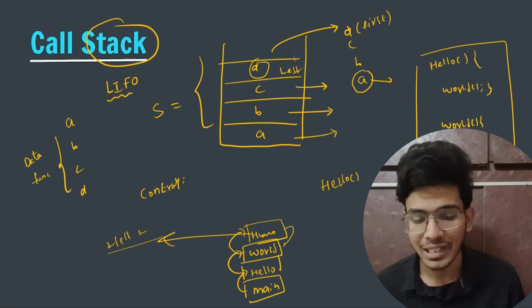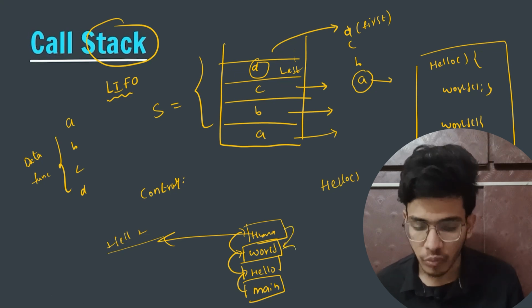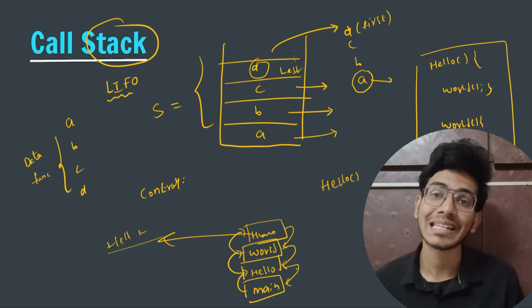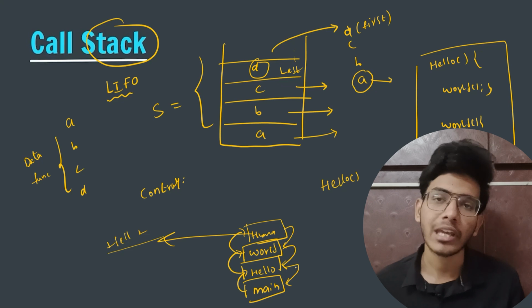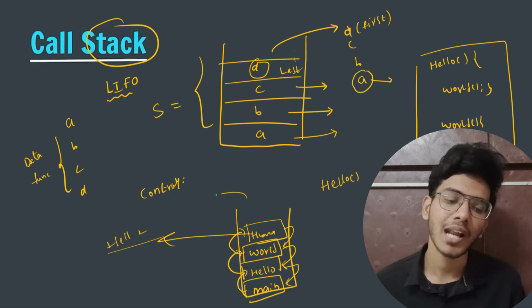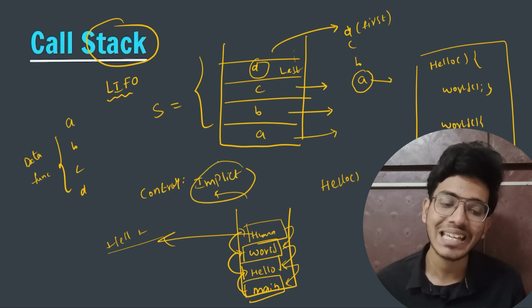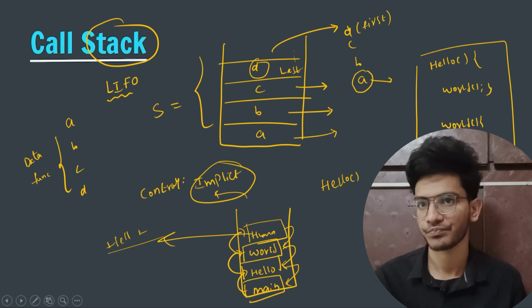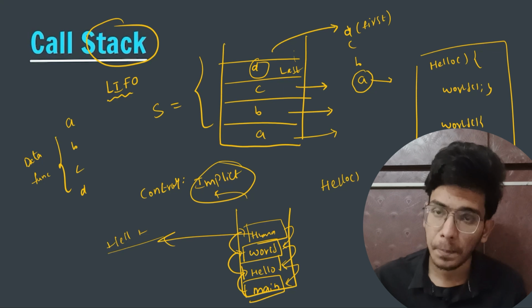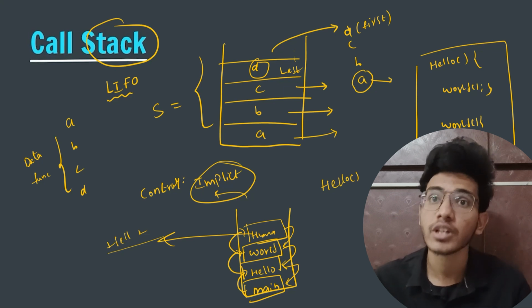After that I am returning back to my world. After world I am returning back to my hello, and finally I'm coming back to my initial function call location, which is my main program. Like this, we call this structure an implicit stack. An indirect stack will get created in the program, and this is really important in development as well, to understand how function calling is happening.